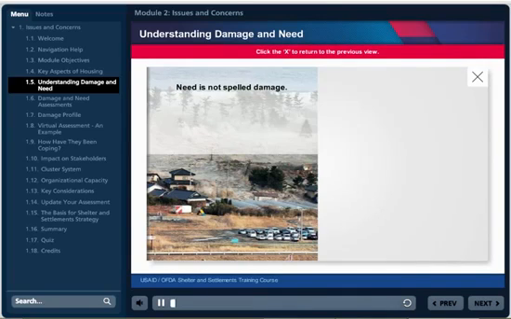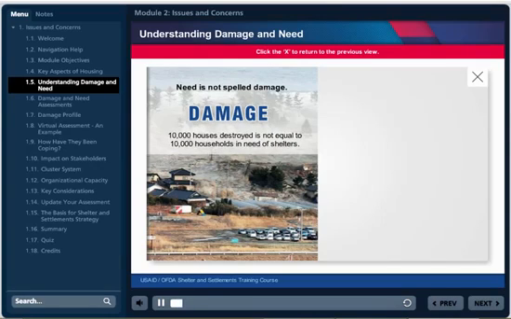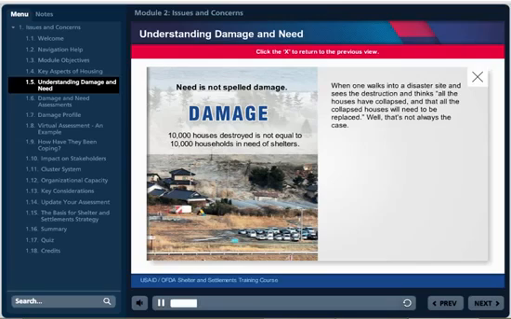Need is not spelled damage. So why does damage not equate to need? When one walks into a disaster site and sees the destruction and thinks all the houses have collapsed and that all the collapsed houses will need to be replaced, well, that's not always the case. And this could have a multitude of explanations.